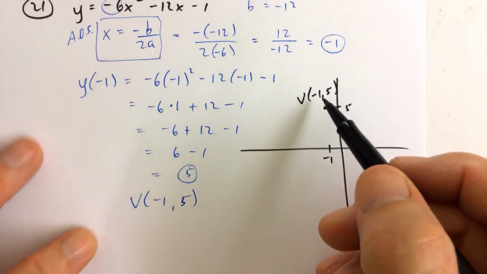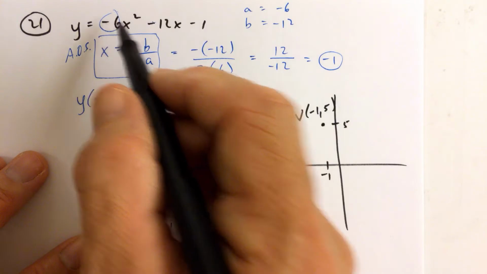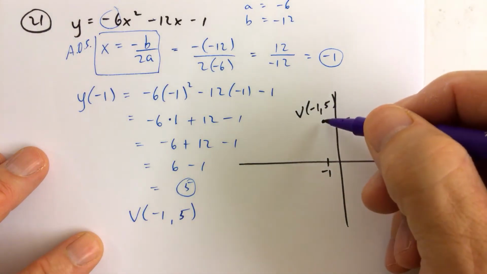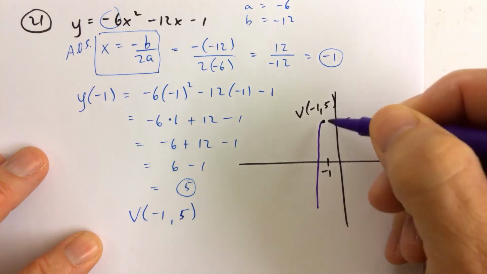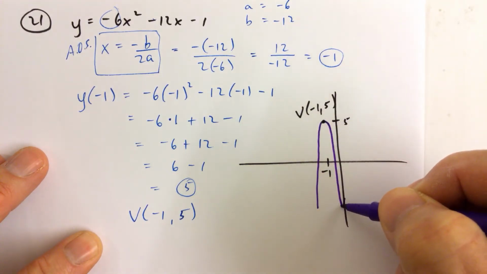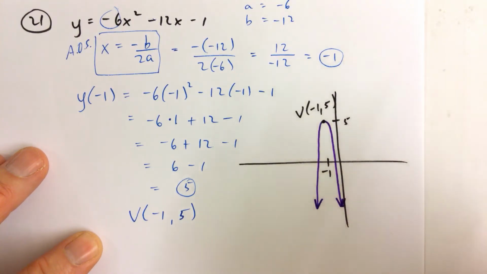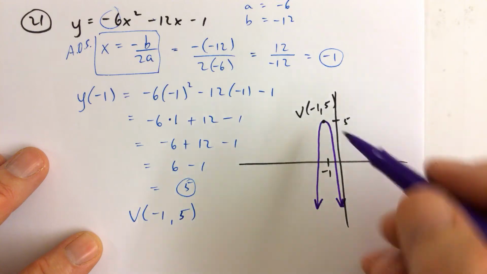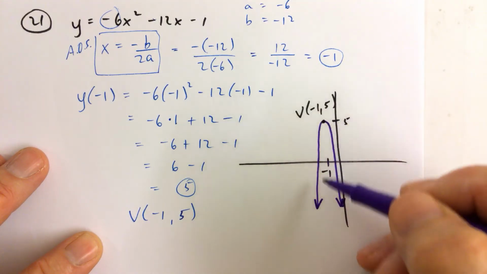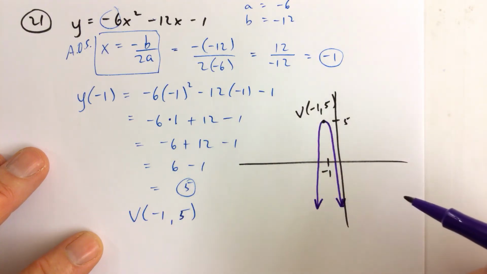I labeled the vertex above the vertex because I recognize that a is negative, so the parabola will open down. It'll be a really skinny parabola, because that negative 6 is a way bigger number in absolute value than 1. So 1 would be out here, so negative 1 would be out here somewhere. Negative 2, so it's probably not even narrow enough, but it's good enough for our purposes.